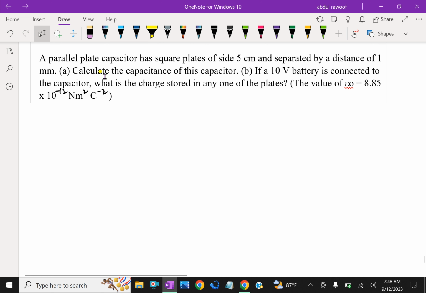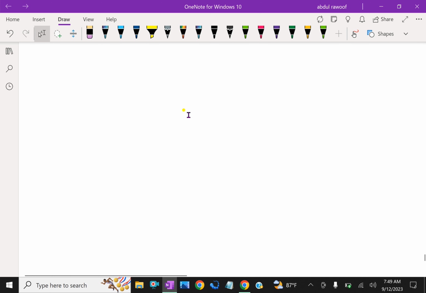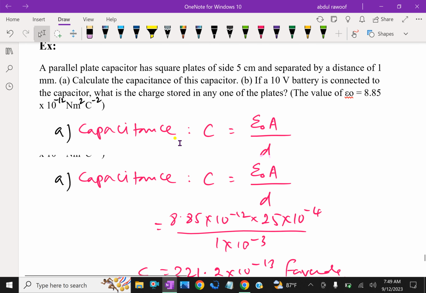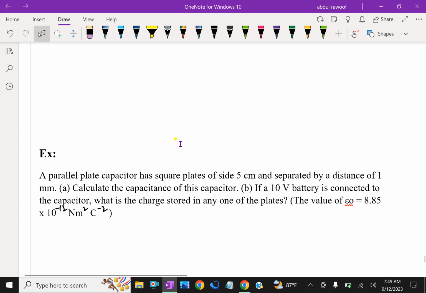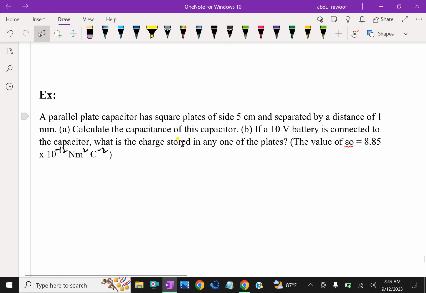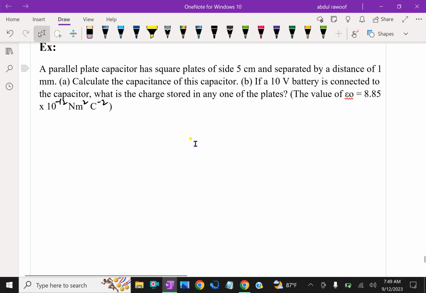A parallel plate capacitor has a square plate 5 cm separated in, we have done this one.